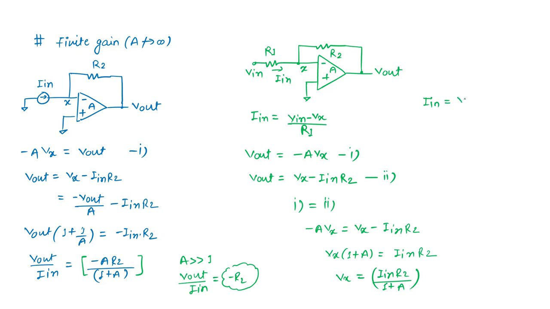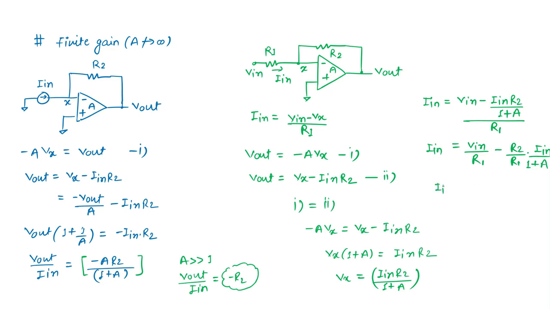I_in is nothing but V_in minus V_x, which is I_in R2 by 1 plus A divided by R1. From here we can easily find it. So what will it come? It will come V_in by R1 minus R2 by R1 times I_in by 1 plus A. So this is my I_in.